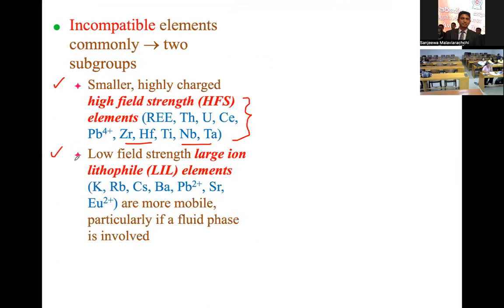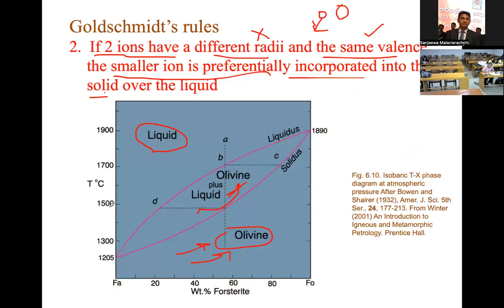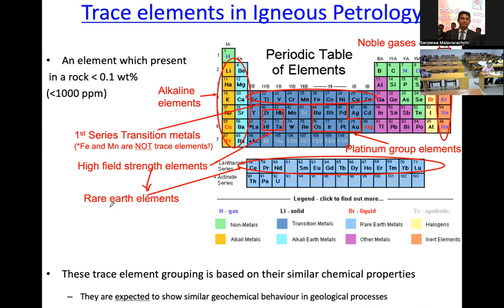The low field strength elements are also called by another term, large ion lithophile elements. The elements here are potassium, rubidium, cesium, barium, lead, strontium, europium. Another term is alkaline elements. Remember, alkaline elements like rubidium, strontium, potassium, calcium. These are alkaline elements, and you can also call them large ion lithophile elements.